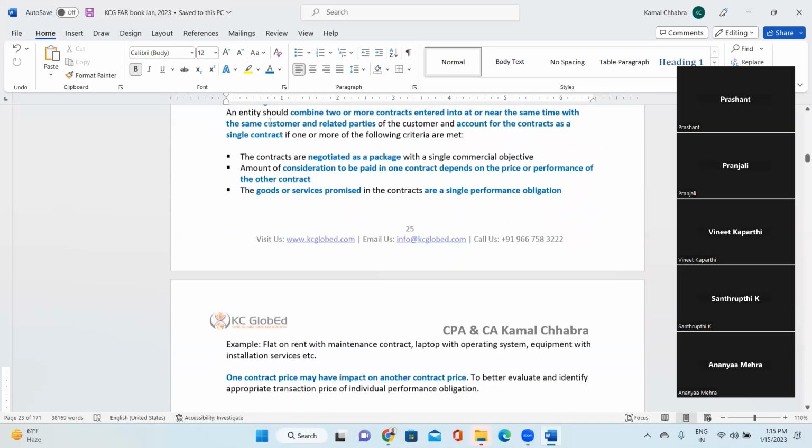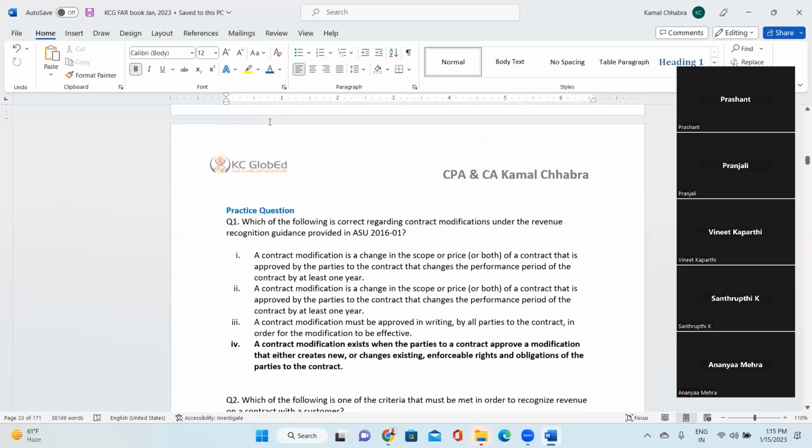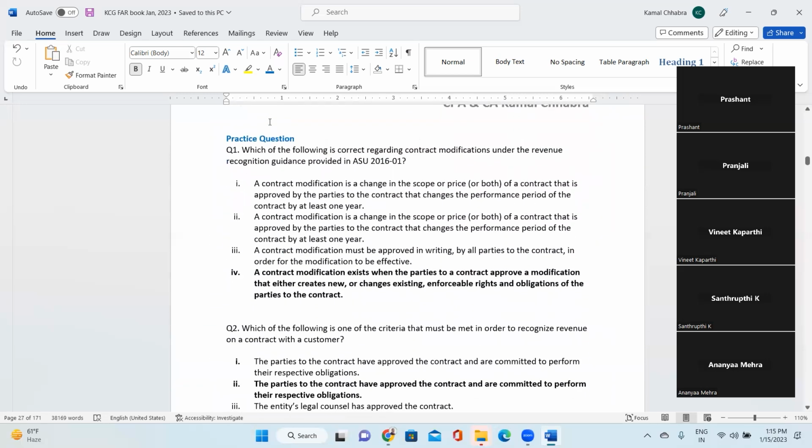So let's do some practice questions before we jump into the next topic. So question for you guys, right? Now you will be speaking and I'll be listening to you. Which of the following is correct regarding contract modification under the revenue recognition guidance provided in ASU? What is the call of the question?